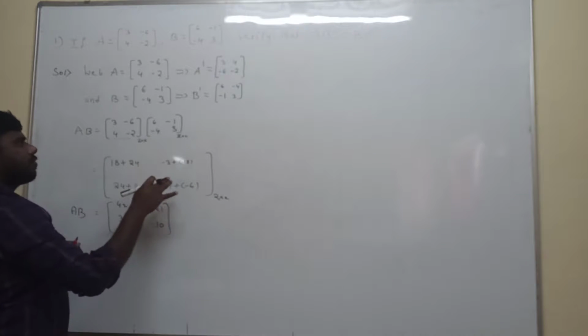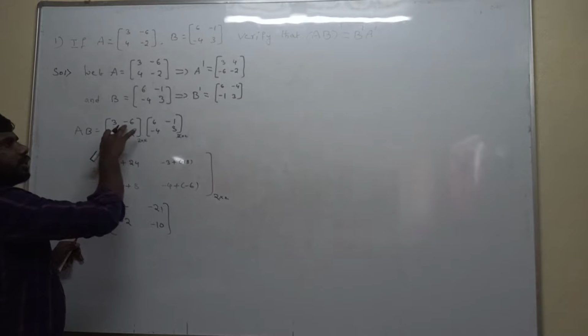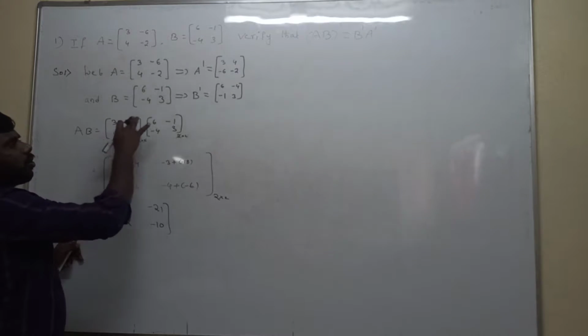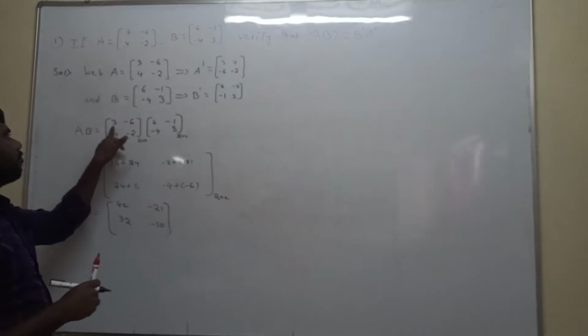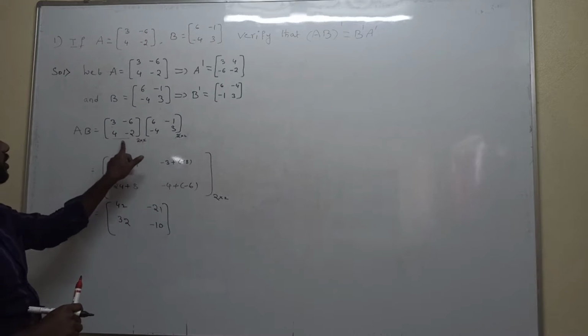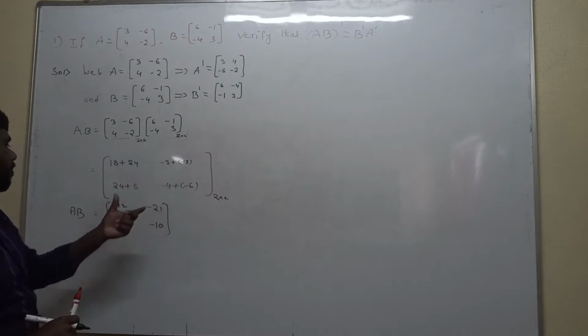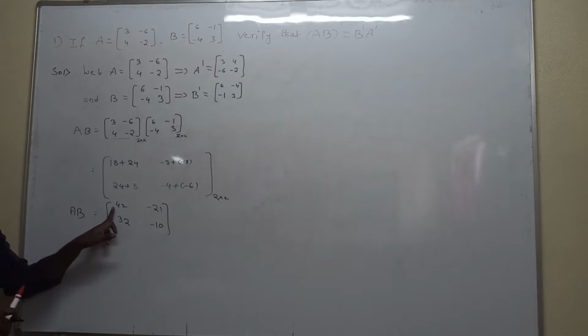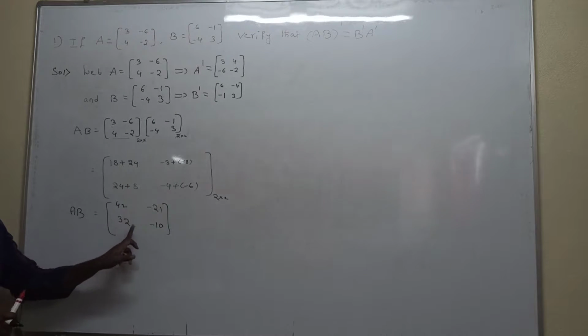So now take the first row from matrix A and the second column from matrix B. That's why first row, first column; first row, second column. Next, second row, first column; second row, second column. We have to simplify, and we get the values 42, minus 21, 32, minus 7.